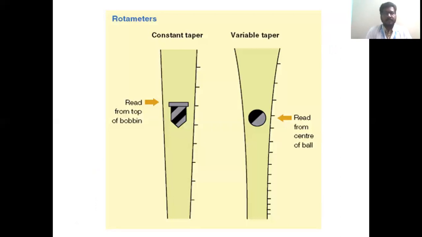This is a rotameter depicting the constant taper and variable taper. In the constant taper, we have a bobbin and a round, spherical ball. In case of the taper, we have to read from the top of the bobbin, and in case of the ball, we have to read the flow from the center of the ball.